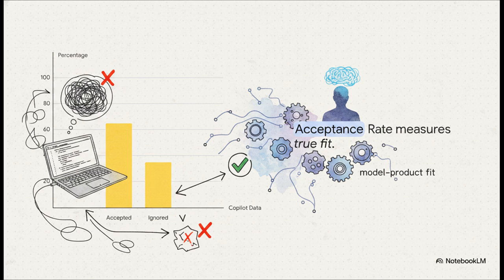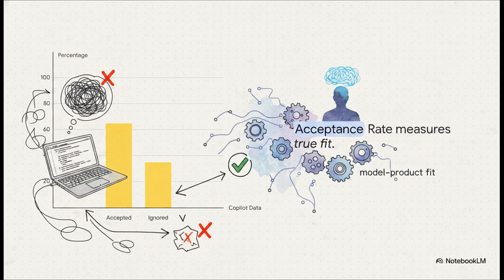When they sat down to design their North Star metric for AI code generation, they intentionally did not use lines of code written. Why? Because a terrible, overly complex, bloated AI suggestion would artificially inflate that metric and make the model look like a genius, while actually giving the human developer a massive headache. Instead, they focused entirely on acceptance rate.